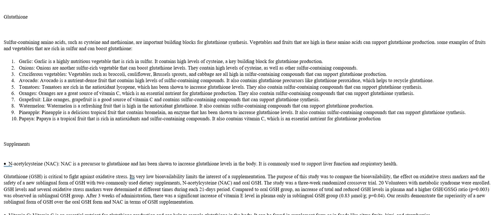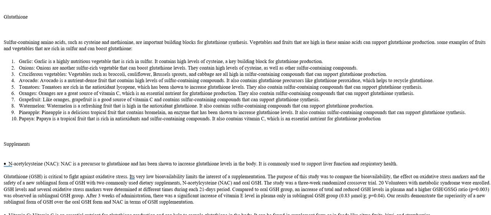Grapefruit, like oranges, is a good source of vitamin C and contains sulfur compounds that can support glutathione synthesis. Watermelon is a refreshing fruit that is high in antioxidants, glutathione. It also contains sulfur-containing compounds that can support glutathione production. Pineapple is a delicious tropical fruit that contains bromelain, an enzyme that has been shown to increase glutathione levels. It also contains sulfur compounds that can support glutathione synthesis.